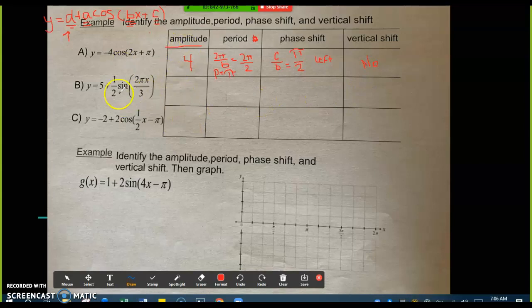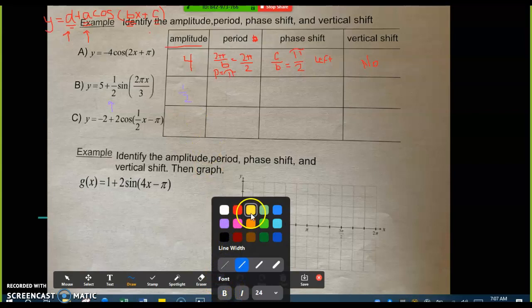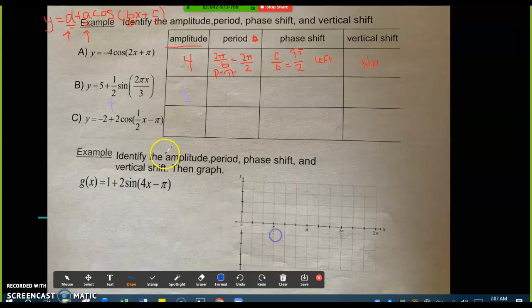All right, let's go to the next one. Again, we're going to find the amplitude first, and our amplitude is the number that is being multiplied by the function, or the number right in front of the trig function, or A. So for this one, our A, or the number in front of the trig function, is 1/2. So it is 1/2.